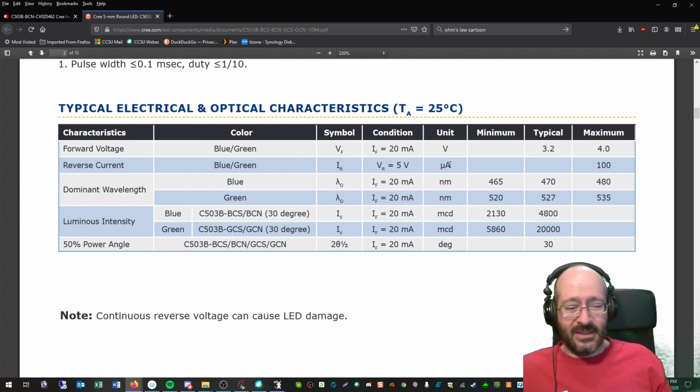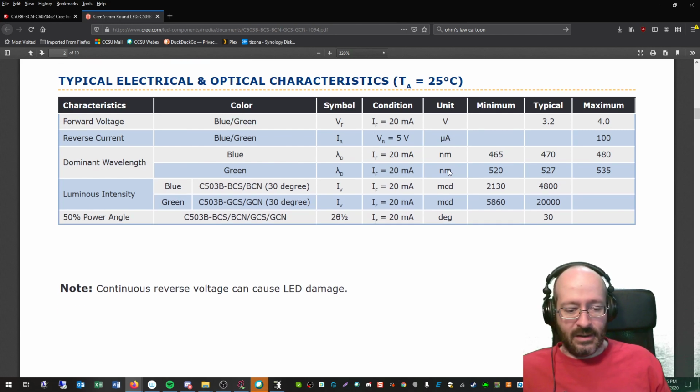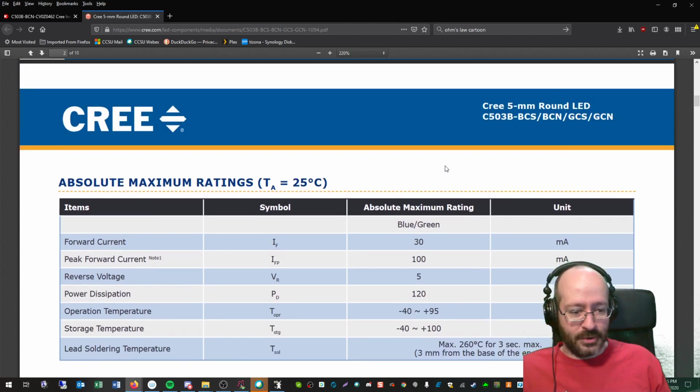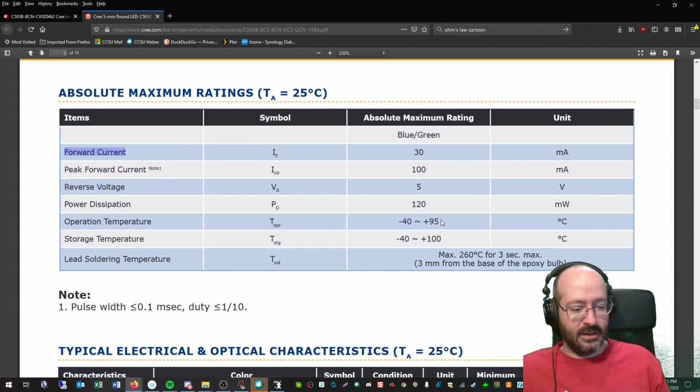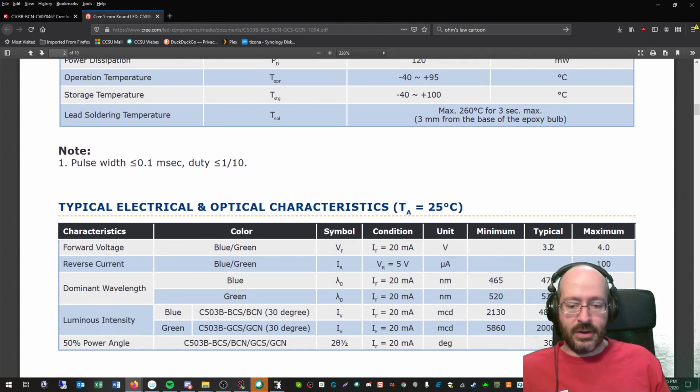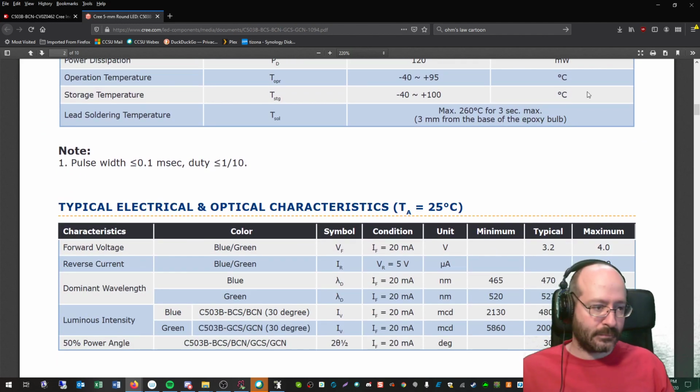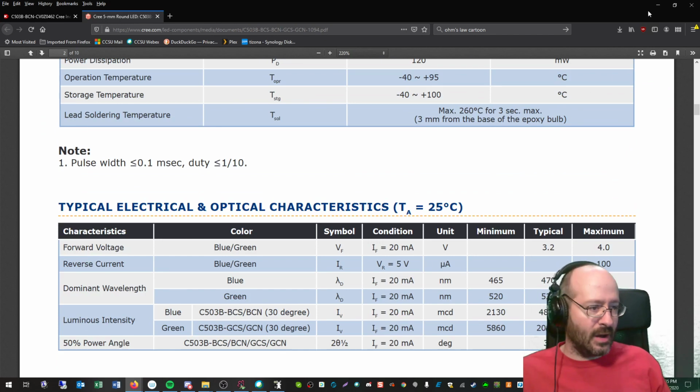The other thing we might want to consider is how much current I can push through this. I want to make sure I don't push too much current through, so I better look for a maximum amperage. So here's milliamps, and this is in the maximum table, and that's the maximum forward current. So that's 30 milliamps, and 3.2 volts. Those are the two values I grabbed from there.